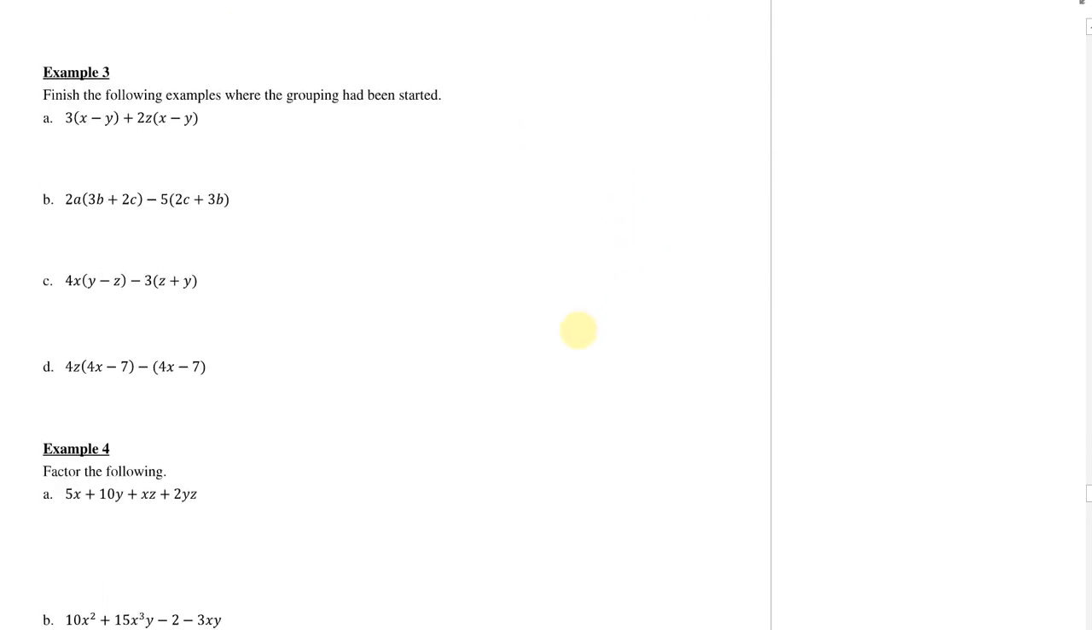Okay, so what I want to do first here is get you used to that last step where you make sure that what you see in the parentheses matches, and then you write out what's in front of the sets of parentheses. So in this case, I've got X minus Y. So here's my X minus Y. And then what's in front of these parentheses? It's the 3 plus the 2Z. So that would be how this factors with grouping.